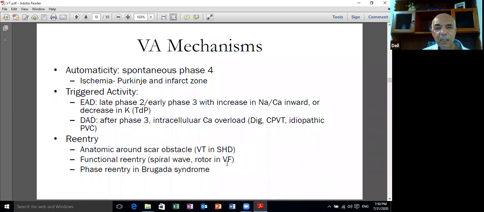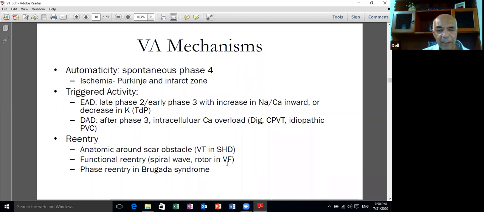Now we have various mechanisms for ventricular tachycardia. In patients where ventricular tachycardia is the outcome of ischemia, of the Purkinje tissue, or of infarction, the underlying mechanism is usually enhanced abnormal automaticity. In patients with congenital long QT interval, this is early afterdepolarization. In patients with calcium overload like digitalis toxicity, CPVT, and idiopathic PVC, which we are going to come to very soon, it's delayed afterdepolarization.